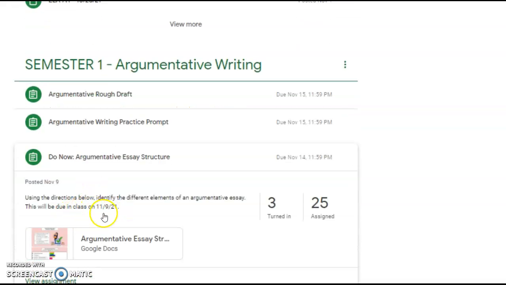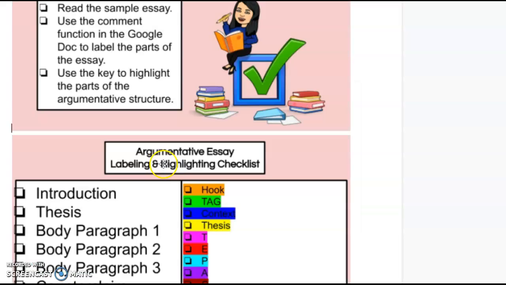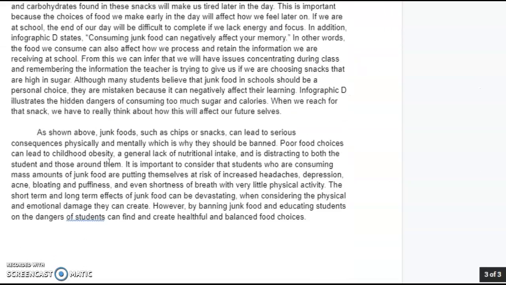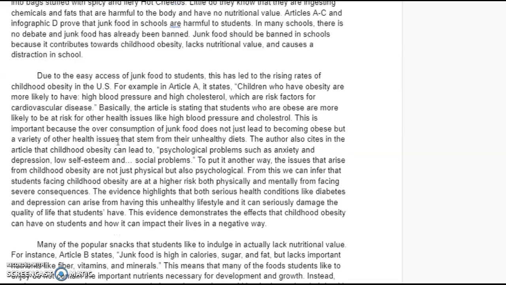Okay, see right here where it says do now argumentative essay structure. You're going to open it. It's going to be due in class on Friday. Okay, you're going to read the essay. We're going to use the comment function in the Google Docs to label it, and then we're going to use the key right here to highlight it. Okay, you see this? This is a full argumentative essay. I know some of you are like, oh, that's a lot, Mr. Nellis. It's okay, we'll get through it.